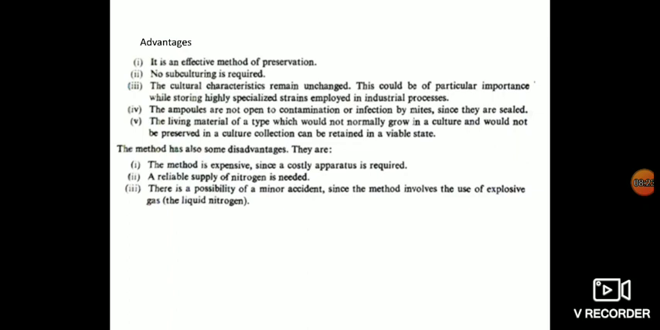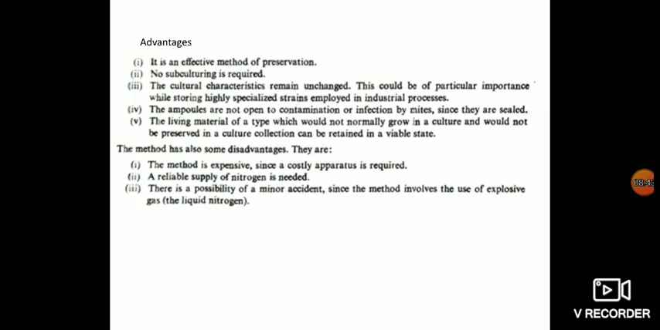Certain advantages and disadvantages are mentioned here. The advantage is that it is an effective method for preservation, no subculturing is required, the culture characters remain unchanged for a large number of years, and the ampules are not open to contamination or infection. So that's the list of advantages.